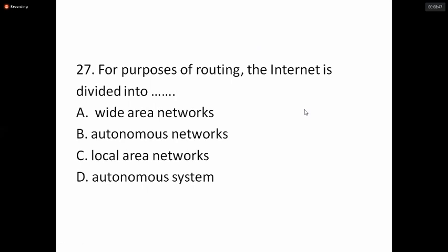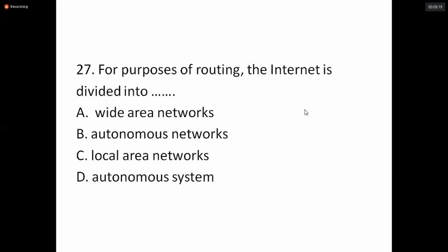For the purpose of routing, the internet is divided into dash. Autonomous what? There are networks as well as systems. Systems, right? The entire internet is divided into something called autonomous systems. Once again, the autonomous systems will be divided into something called areas. Remember this? So it should be autonomous system.